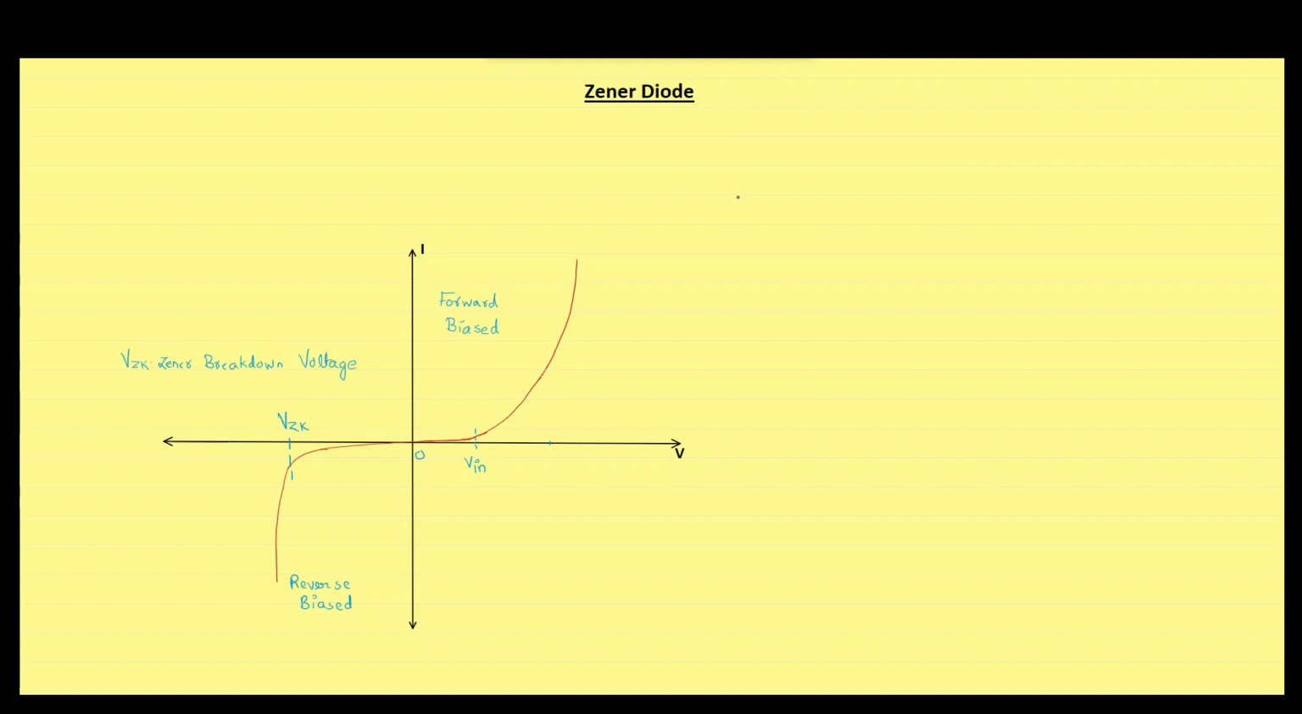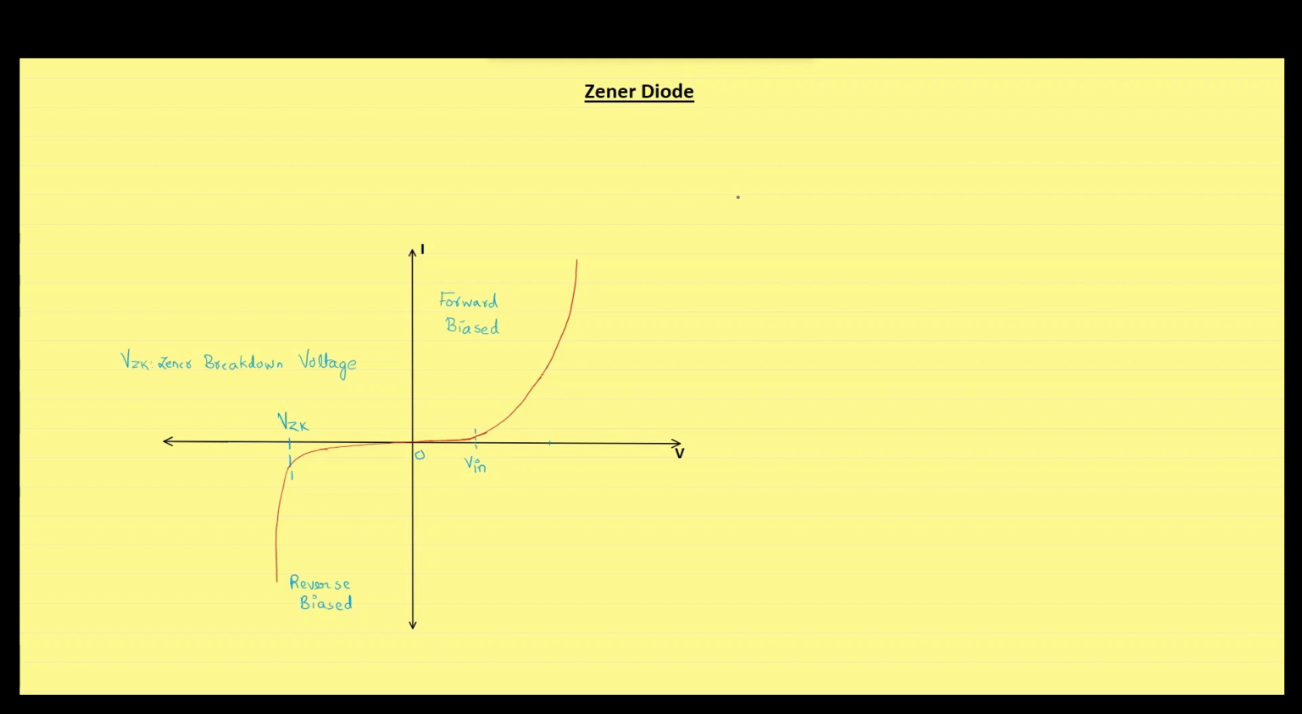Well, this is not a brand new device that I need to start from scratch about what is a Zener diode. It is a device very similar to a diode. We have studied two breakdown mechanisms, avalanche and Zener breakdown.